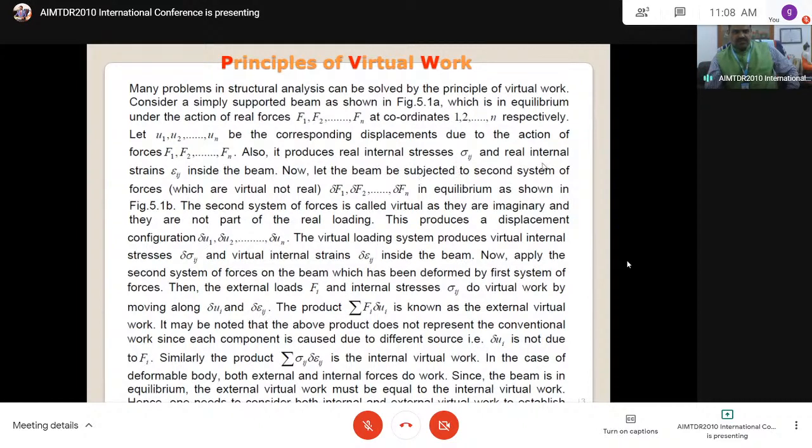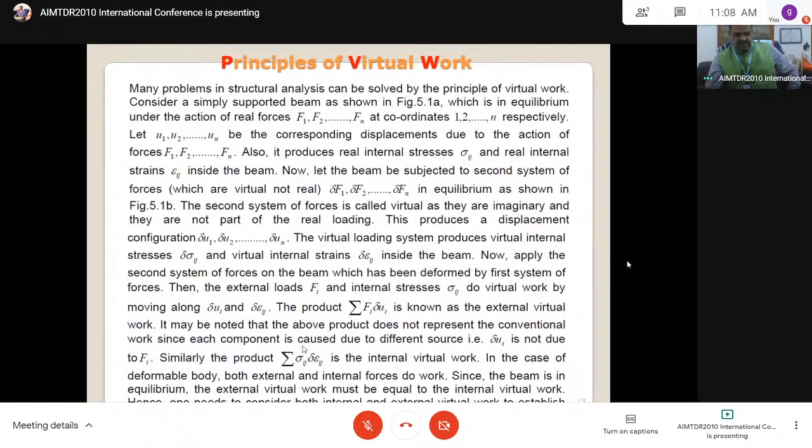But it is subjected to a second system, subjected to virtual forces in equilibrium as shown. The second system of forces is called virtual, as they are imaginary and not part of the real one. These produce a displacement configuration delta U1, delta U2, delta U3.